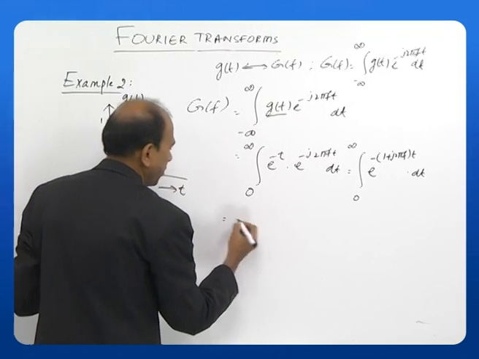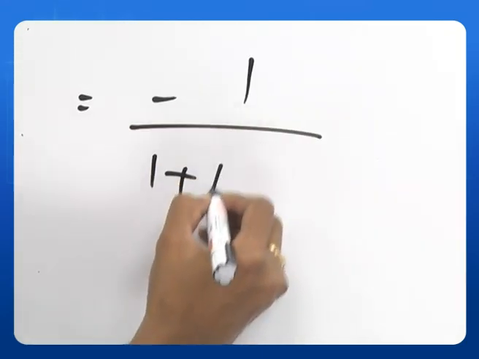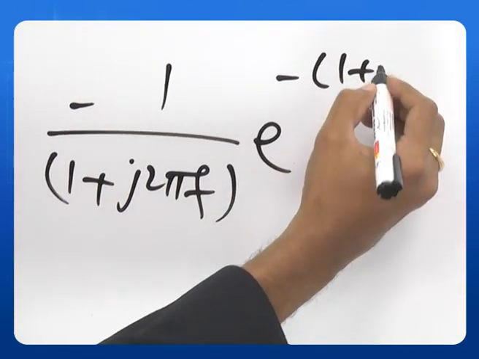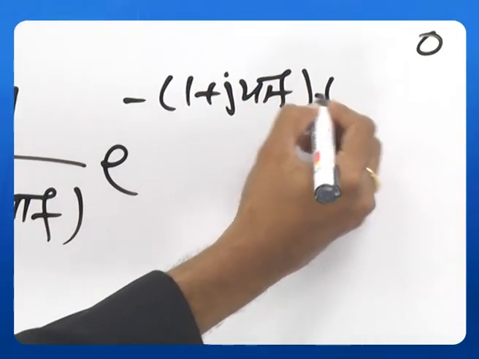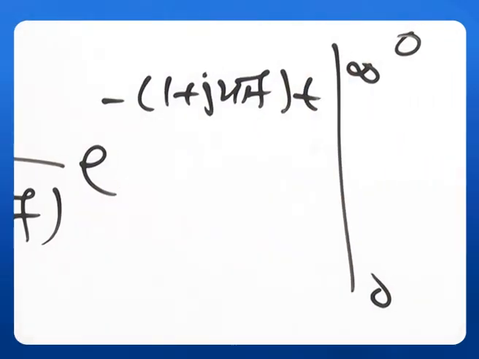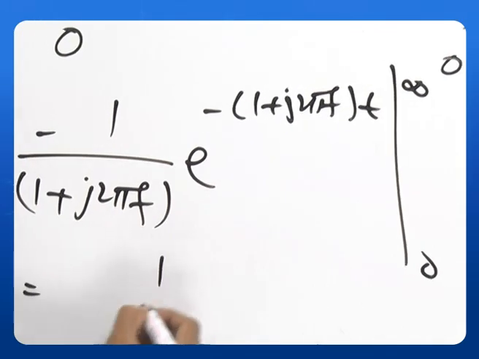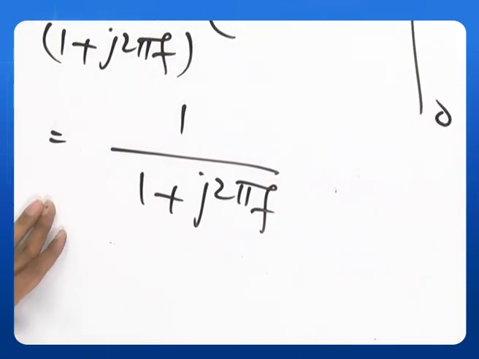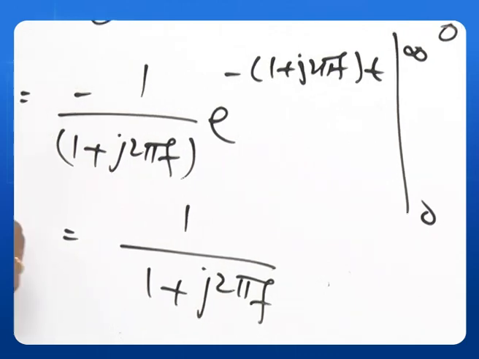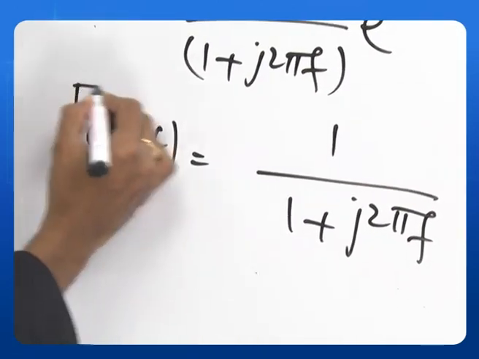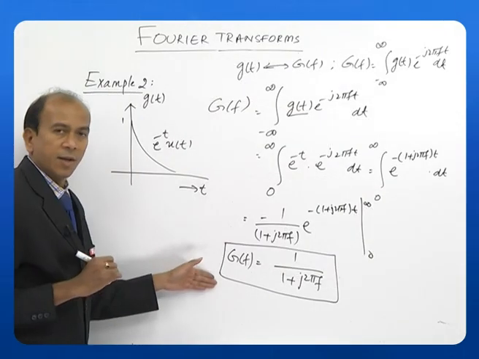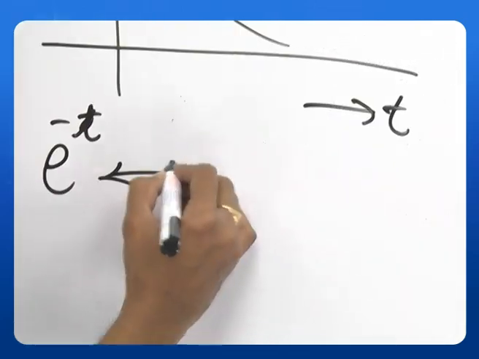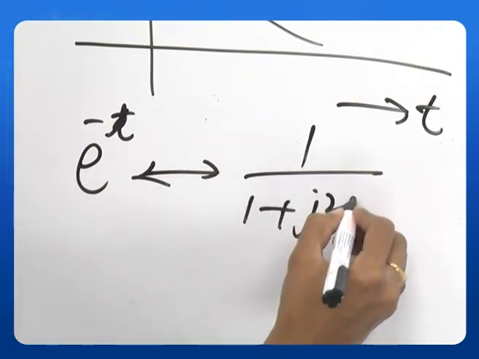So, what is the integral here? That will be equal to minus 1 by (1 plus j2 pi f) times exponential of minus (1 plus j2 pi f) t, from 0 to infinity. So, this will be equal to 1 by 1 plus j2 pi f. So, this is the Fourier transform of an exponential function. So, this is our g of f. That means, I will just write it here, e to the power of minus t will have a Fourier transform which is equal to 1 by 1 plus j2 pi f.